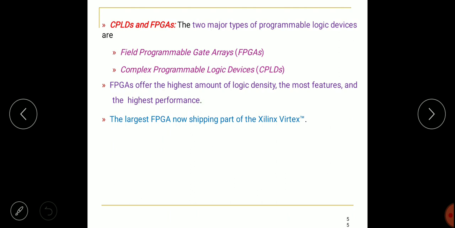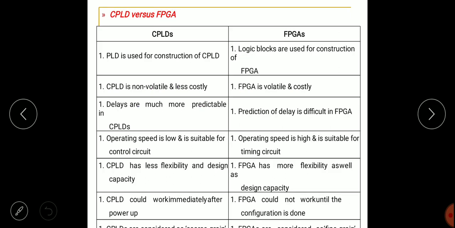CPLDs and FPGAs: the two major types of programmable logic devices are FPGA and CPLD. Okay. FPGA offers the highest amount of logic density, the most features, and the highest performance. The largest FPGA now shipping is part of the Xilinx Virtex, this is the company. The difference between CPLD versus FPGA is given in a table. Just go through the points and remember the differences between these two processors, CPLD and FPGA.